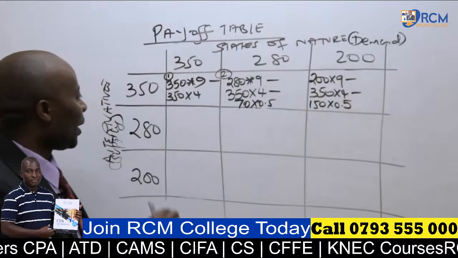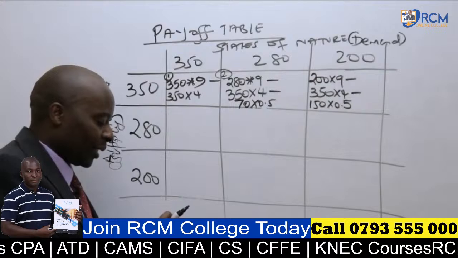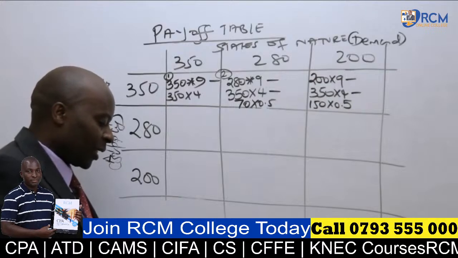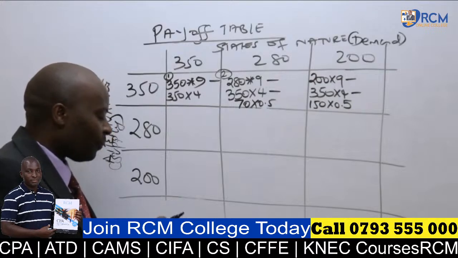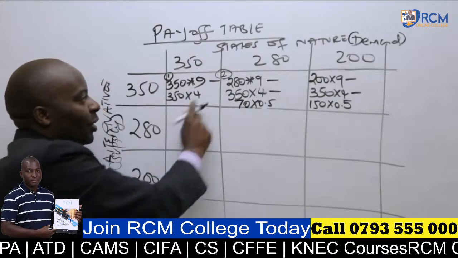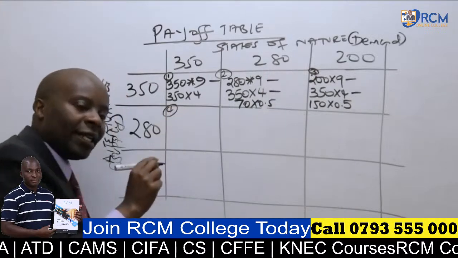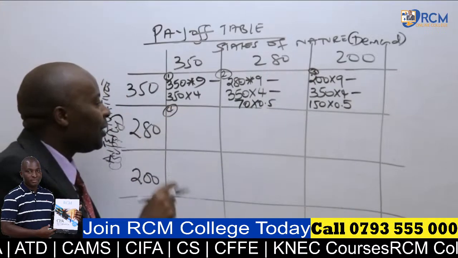Now, ladies and gentlemen, come to this other argument. Very important argument. This is a situation where we have supplied how many units here? 280. This is cell number 4. Under cell number 4, we have supplied 280 bags.